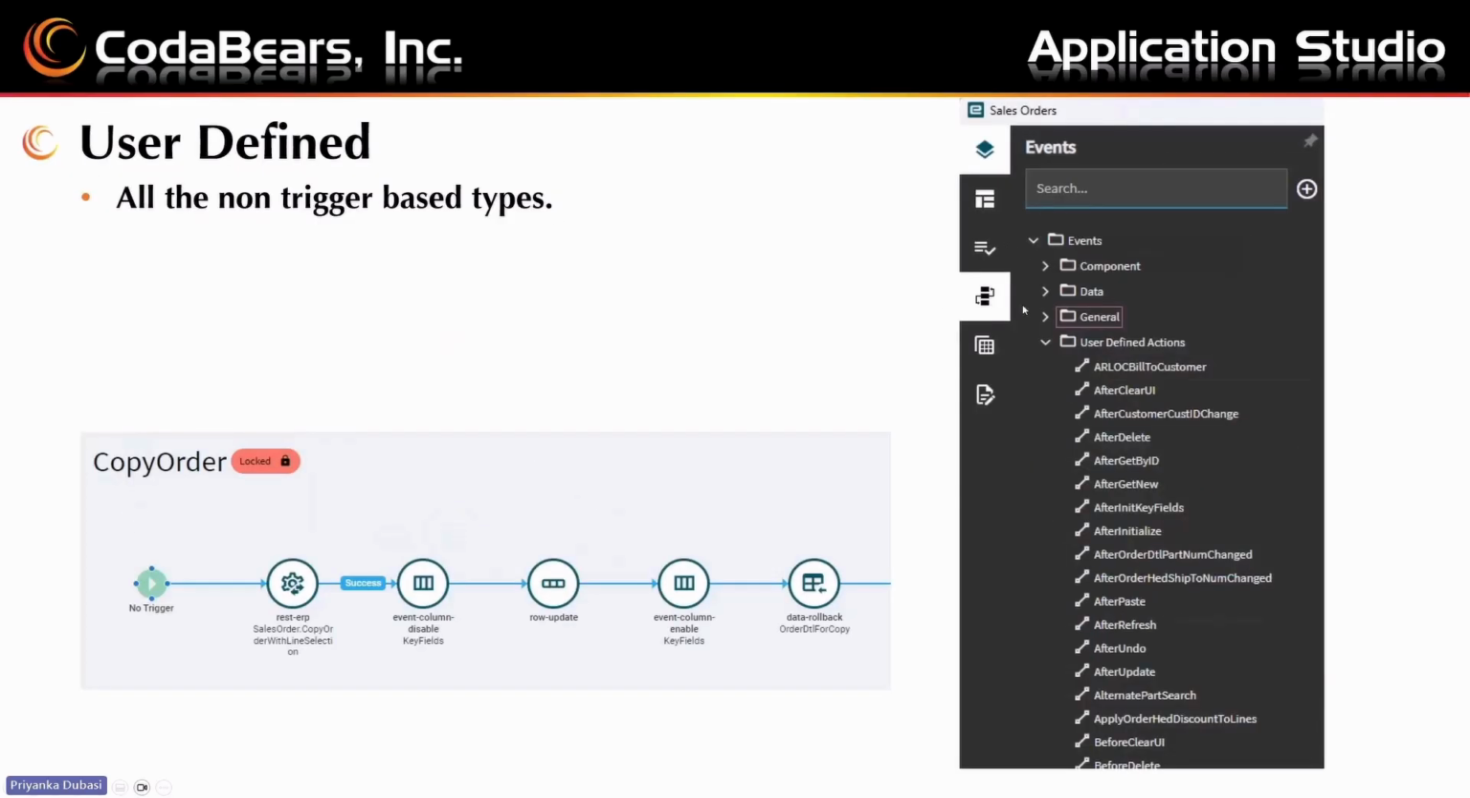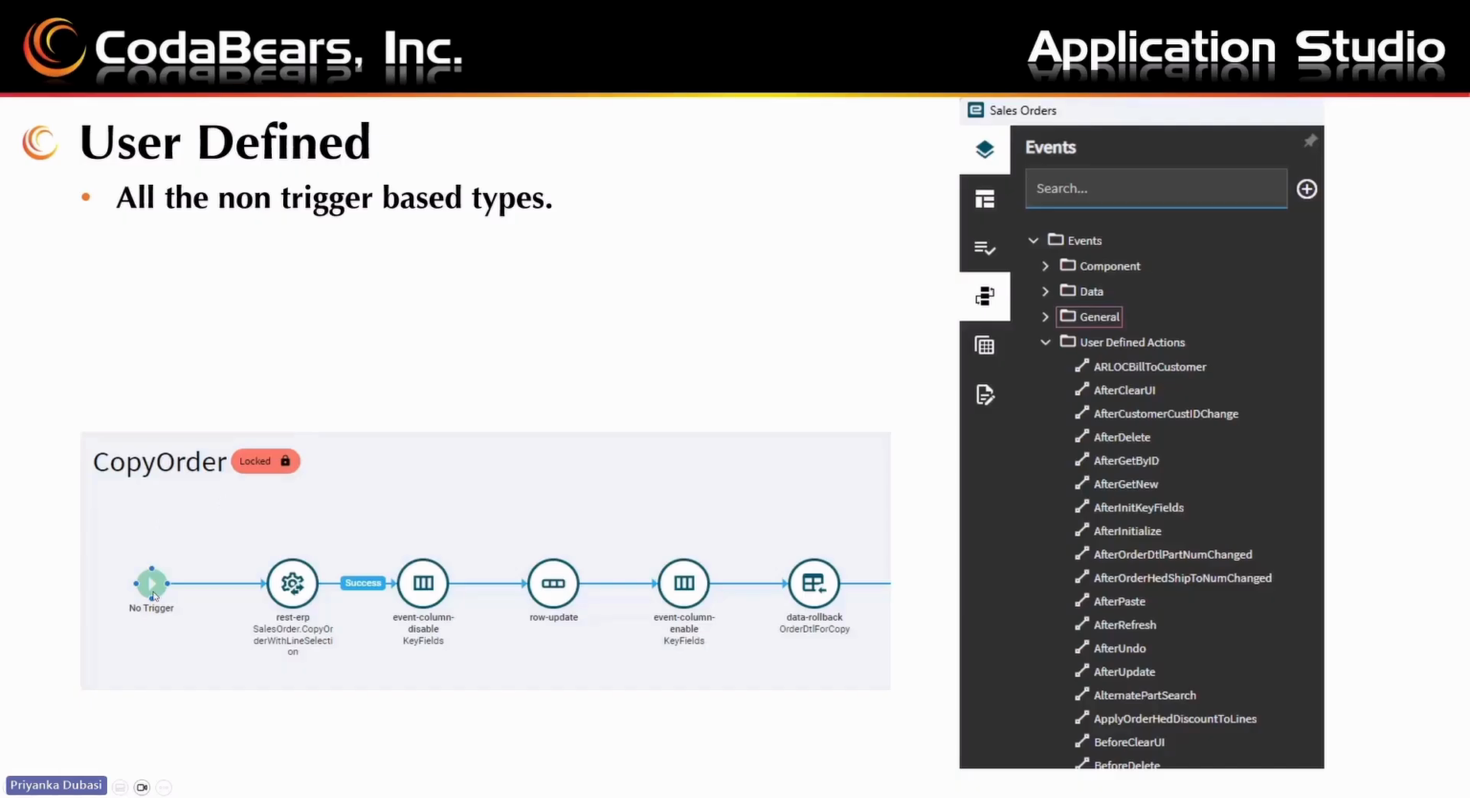And the last type of data event would be your user-defined actions. These are typically the non-trigger based type, so you don't have a trigger. What that really means is you're probably calling this from a separate event. Like maybe I have a button click, which would be defined in my component, and then on a button click, I want some further processing to happen.